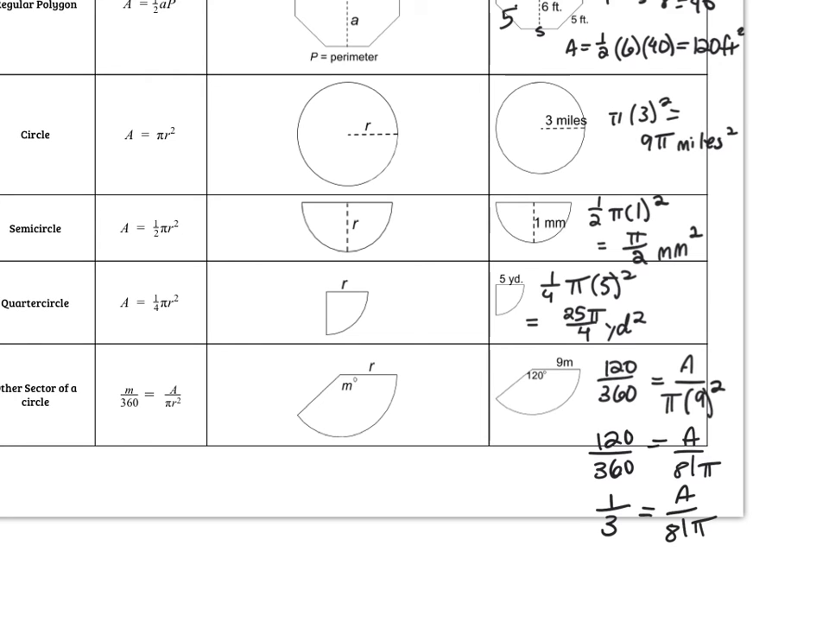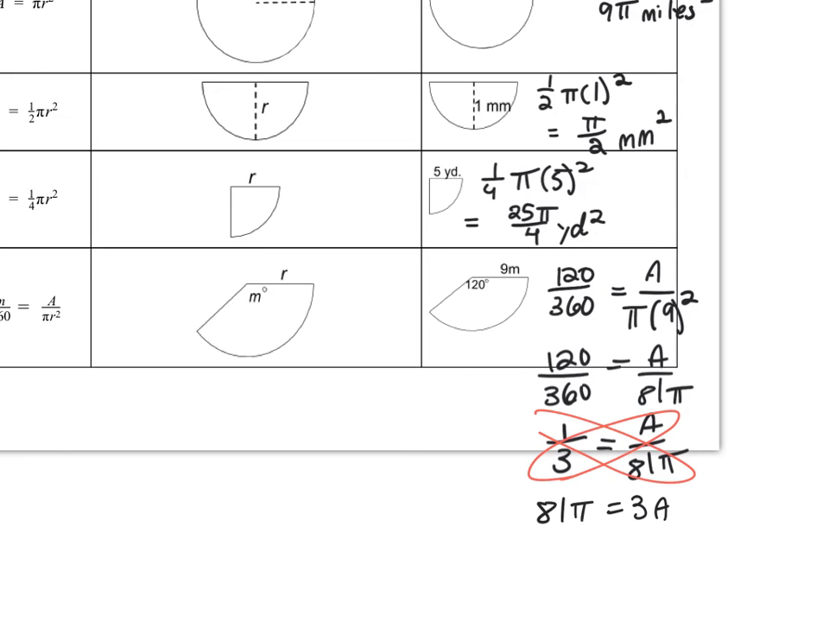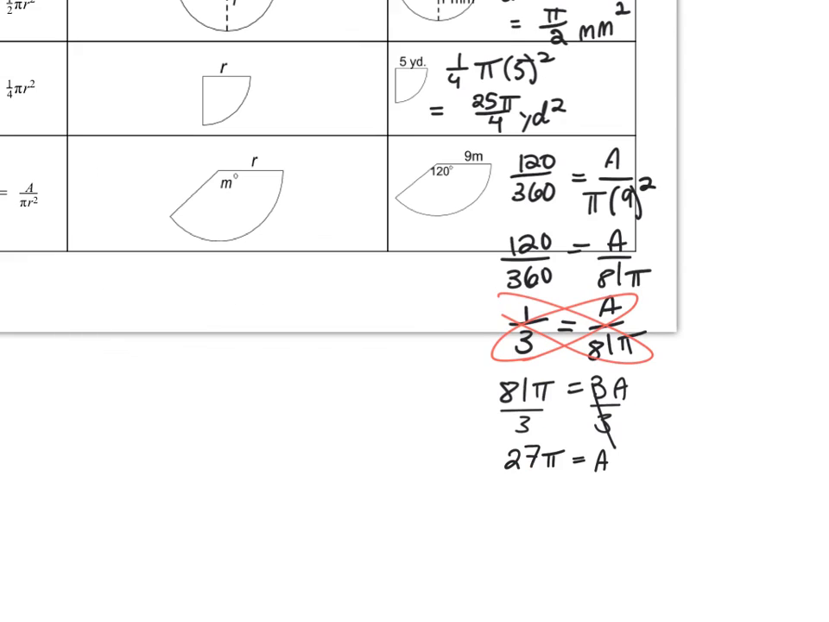I'm going to simplify a little bit first because I know 120 times 3 equals 360. And now my cross products give me a simple little equation. 81 pi equals 3 times the area of my sector. So I'll divide both sides by 3. 81 divided by 3 is 27. So I know that the area is going to be 27 pi meters squared.